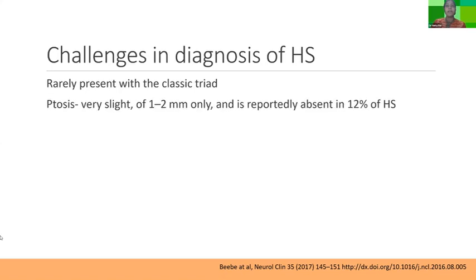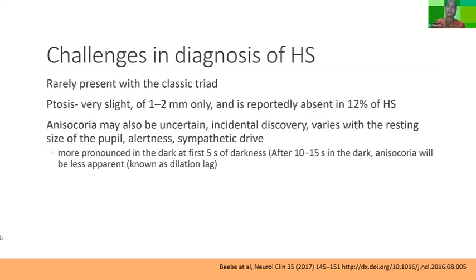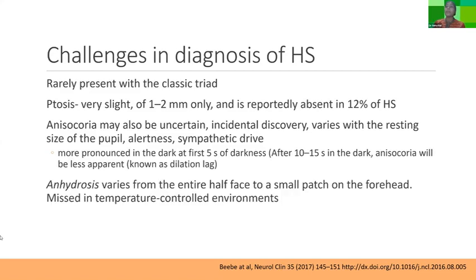And even clinically it's difficult because rarely does it present as a classical triad. Ptosis is very mild. Anisocoria is usually present in the dim light, and even in the dim light it is mostly pronounced 5 seconds after the darkness. So it's very difficult to even objectively define the dilation lag. Anhidrosis is again less reported because it's usually missed in temperature-controlled settings.